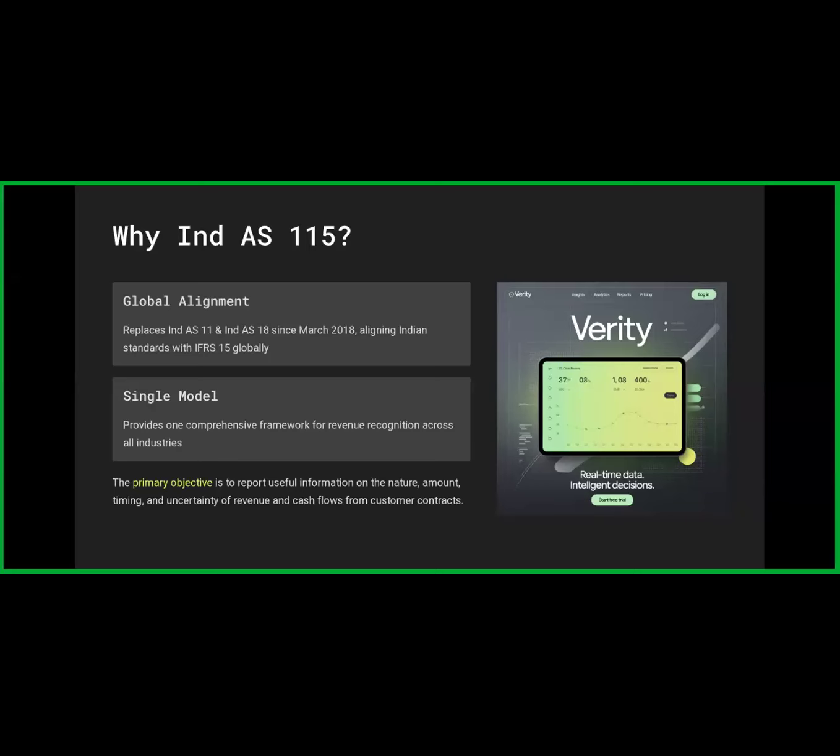Okay, so we understand from interim financial reporting that the company has to publish these four statements in between the years: the balance sheet, the income statement, or the profit and loss statement, the statement of cash flows, and the statement of changes in equity.